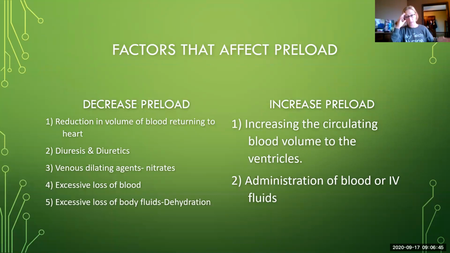Now, factors that affect our preload. Our preload is going to be affected by volume. A reduction in the blood volume returning to the heart will decrease our preload. So things like diuretics, diuresis, dilating agents, excessive blood loss, and loss of body fluids, like dehydration, all decrease our preload. To increase our preload, we do the opposite. We increase the circulating volume, whether blood or fluids. Simply put, we administer blood or IV fluids.